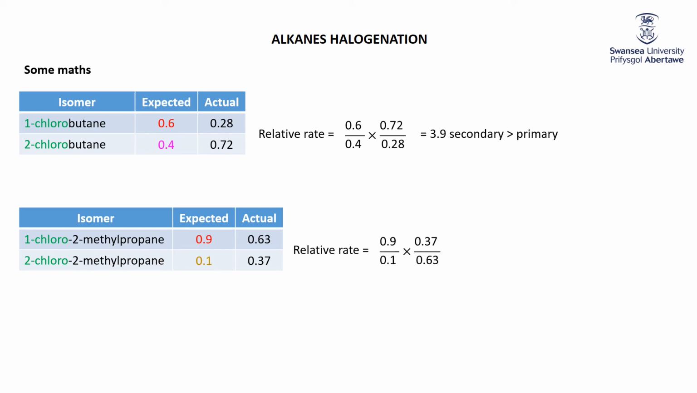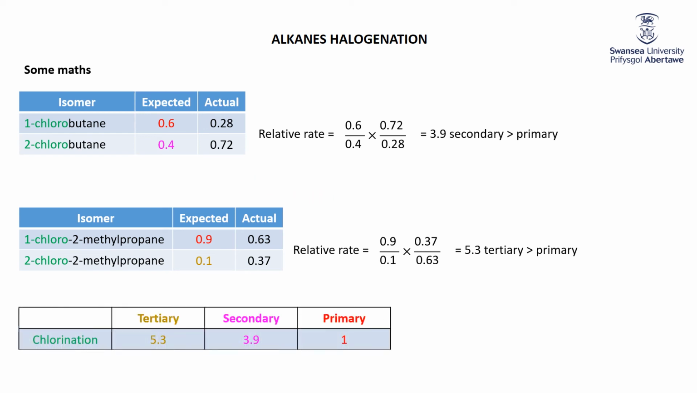Do the same calculation, and what we find is that even though there was more of the primary made than the tertiary made, because we expected 9 times as much to be made and we saw less than 2 times as much made, that means that the tertiary is 5.3 times faster than the primary one. So putting that all together, for chlorination, if there's a tertiary one, it's 5.3 times better than a primary one. If there's a secondary one, it's 3.9 times better than a primary one.